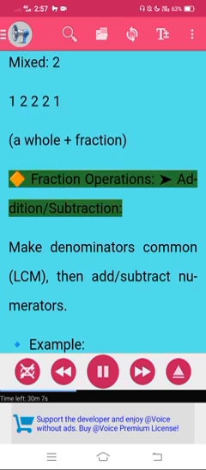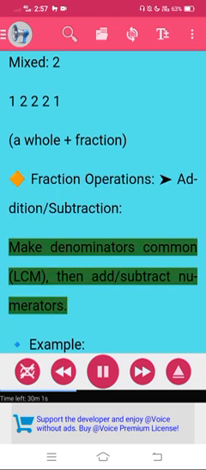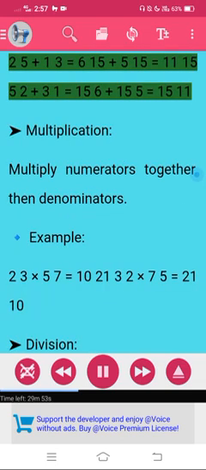Fraction operations. Addition and subtraction: make the denominators common using the LCM, then add or subtract the numerators. Example: 2/5 plus 1/3 equals 6/15 plus 5/15 equals 11/15.